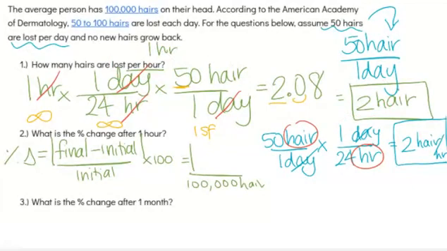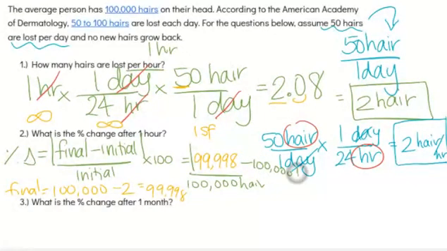I'll put this in a different color. So my final would be 100,000 minus 2, which is 99,998 hairs. I would put that number in here. So that's my final number of hairs I have because I lost 2 after 1 hour. Subtract my initial, which is 100,000. Take the absolute value of that, multiply by 100, and then you should get 0.002%. So it doesn't seem like much, 0.002%.